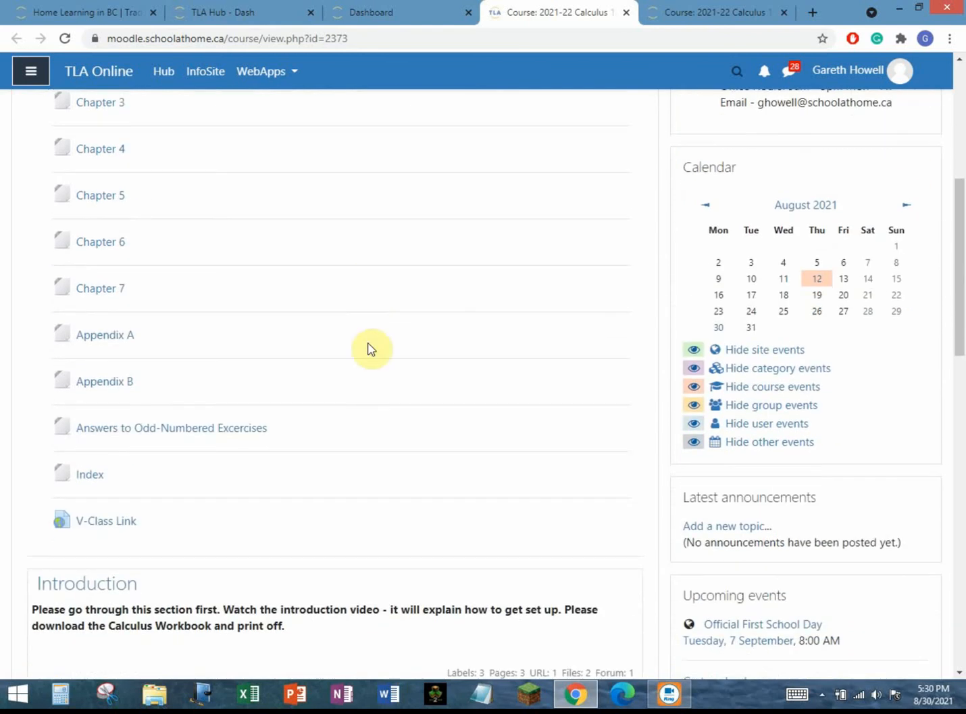My classes are by appointment only. So you can email me and we can go over anything that you have, any questions that you have as you go through the textbook. There are also answers to odd numbered exercises included as well for every question in the textbook.